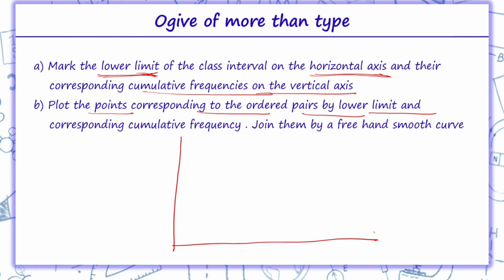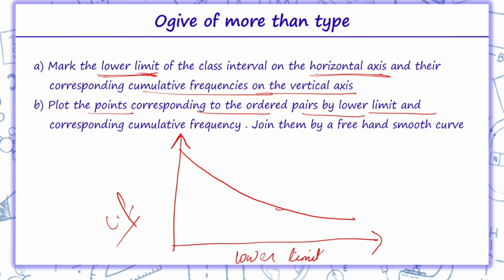So, let us suppose this is our graph. On the horizontal axis we will take lower limit and on the vertical axis we will take cumulative frequencies. So, here we will again get a curve. This curve will be moving in the downward direction. So, this is known as more than ogive.